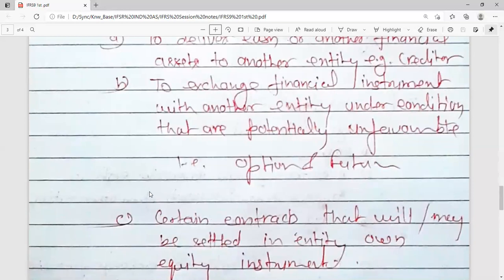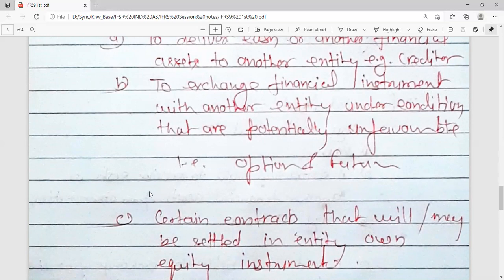Later we will discuss the initial measurement and how to classify. Initially all financial instruments are measured at transaction price. Later, we classify them. There are two tests defined in IFRS 9 to classify financial instruments, that is business model and contractual cash flow test. Based on that we will classify at amortized cost or fair value. Under fair value we have two options: fair value through OCI and fair value through profit and loss. In later sessions we will cover that portion.